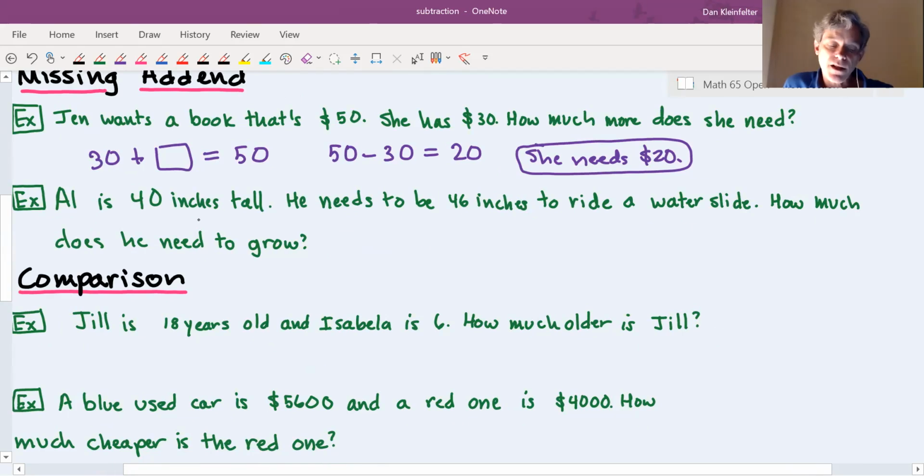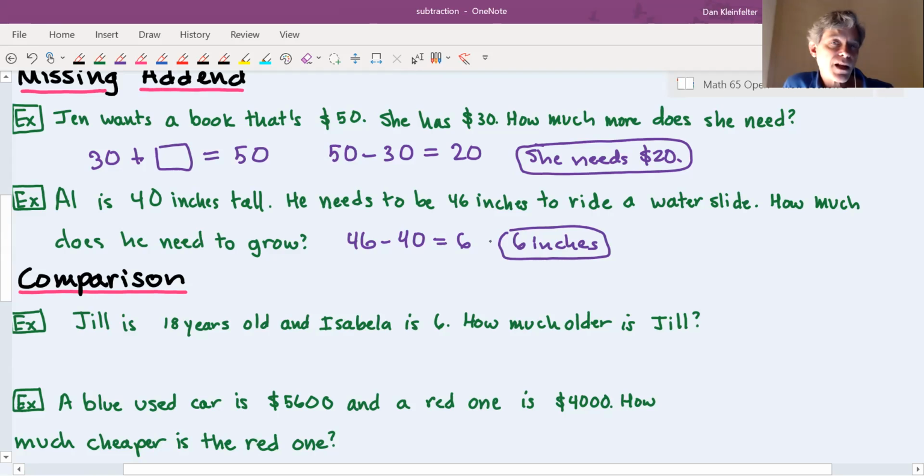Okay, another example. Al is 40 inches tall. He's a little kid. He needs to be 46 inches tall in order to ride a water slide at the water park. We want to know how much more does he need to grow? Okay, well, he needs to end up being 46 inches tall. He's currently 40 inches tall. And so taking the difference between what he needs to be and what he is now, that's going to be 6 inches. So he needs 6 more inches that he needs to grow in order to ride the water slide.